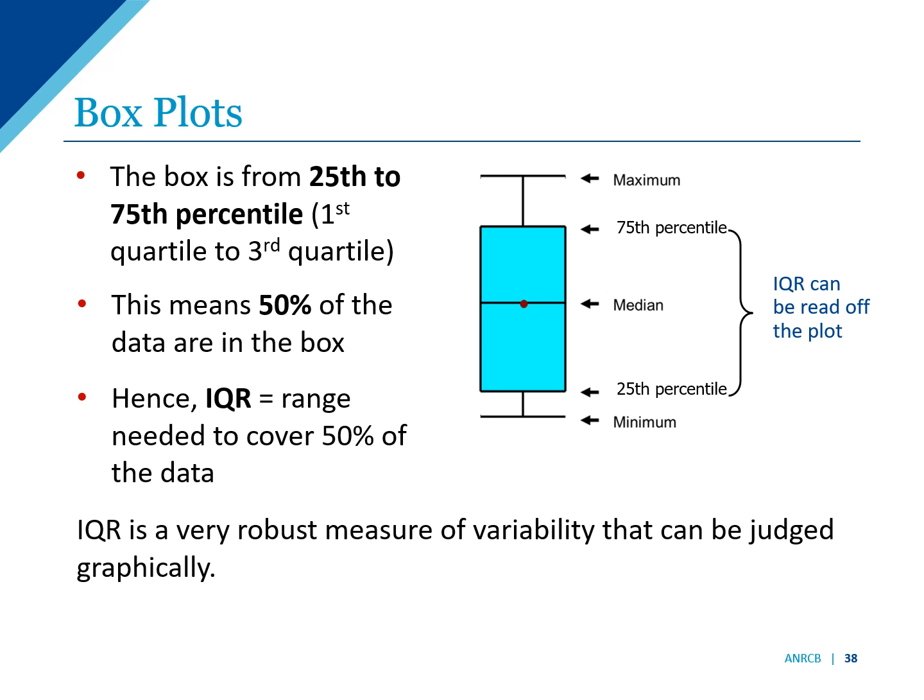The basic box plot has the box defined by the lower boundary of the lower quartile or 25th percentile, the upper boundary of the upper quartile or 75th percentile, and the median or 50th percentile in the middle. This means that the box represents the interquartile range, or IQR, and that 50% of the data are in the box. IQR is a very robust measure of variability that can be judged graphically.